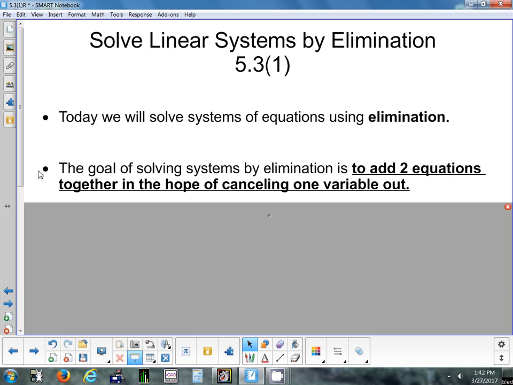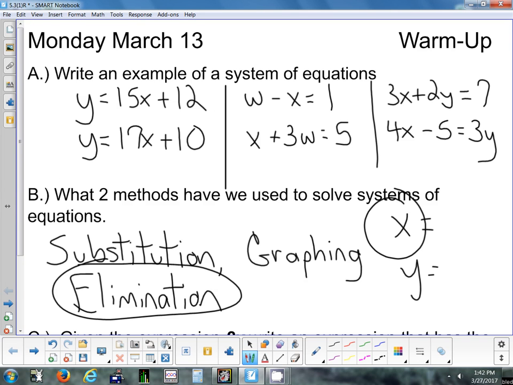Sometimes the number that cancels out will be with x. Sometimes it'll be with y. It depends. All right, everybody have that? All right, I want to go back and look at this one for a second.